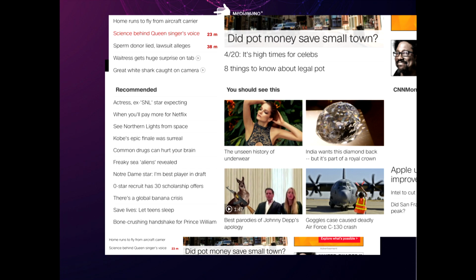India wants a diamond back. There's a kangaroo with a rifle with a couple. And there's a picture of the Hercules C-130, similar to the one that crashed in Afghanistan with the American Air Force, okay? US Air Force.